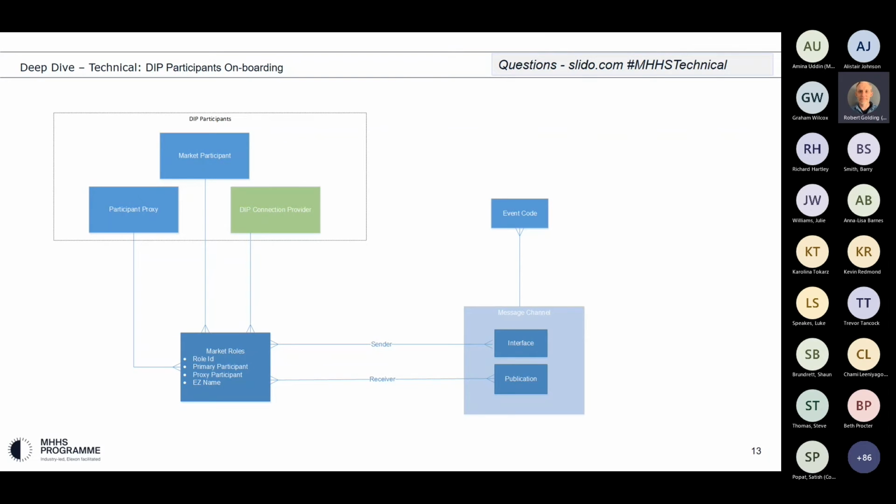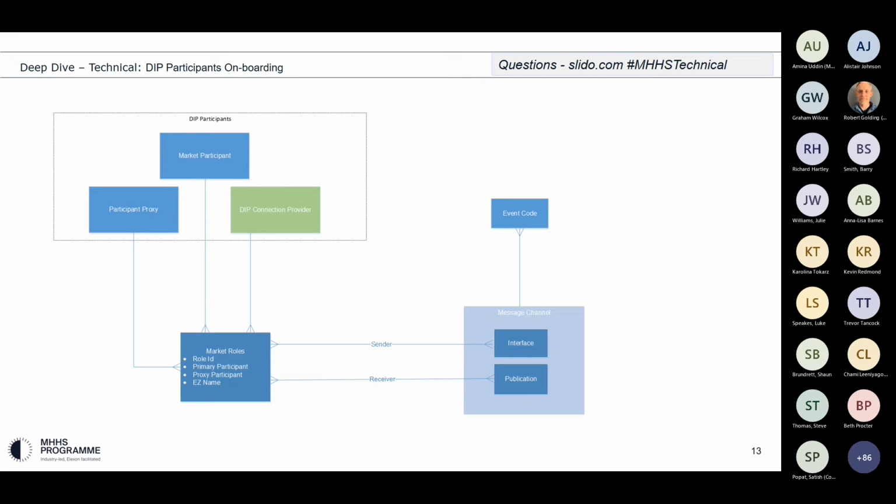A publication is when a message is published by the DIP and received by a recipient. Market participants will have the option of having proxies. Participants will be able to set up proxies that will allow them to assign message channels to different IDs. This will help in their design and development of their own IT systems, where they may have different systems handling different message flows.